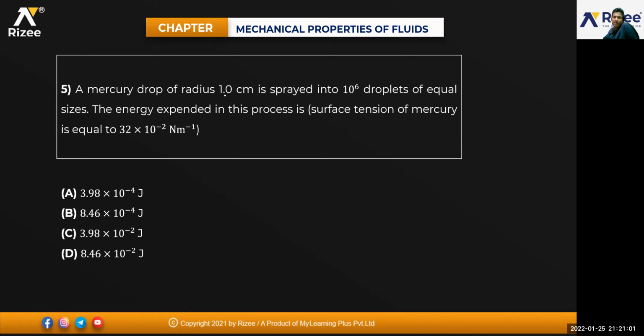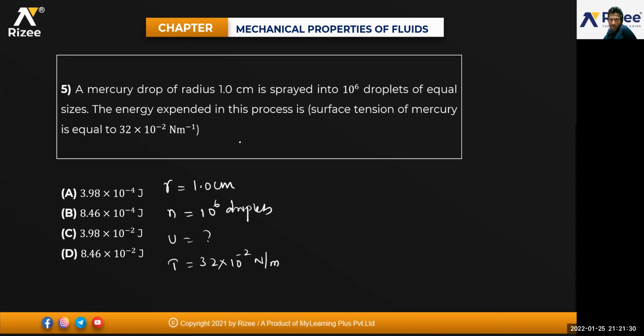A mercury drop of radius 1 centimeter is sprayed into 10 to the power of 6 droplets of equal sizes. The energy expended in this process is... The surface tension of the mercury is equal to 32 into 10 to the power of minus 2. Mercury drop radius is given as 1.0 centimeters, sprayed into 10 to the power of 6 droplets of equal size. The energy expended U is equal to how much, if surface tension is equal to 32 into 10 to the power of minus 2 Newton per meter? So try to do it out better.